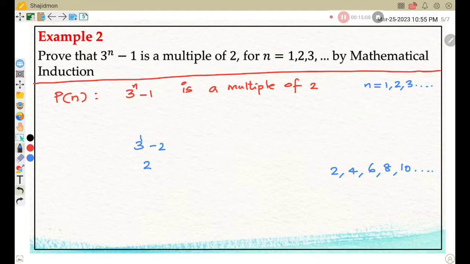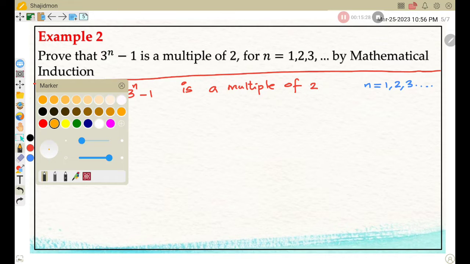Same if n equal to 2, 3 power 2 minus 1, what will that number be? 3 power 2 is 9. 9 minus 1 is 8. 8 is also a multiple of 2. So if you put any number n equal to 1, 2, 3, etc., 3 power n minus 1 is always a multiple of the number 2. That is our question here.